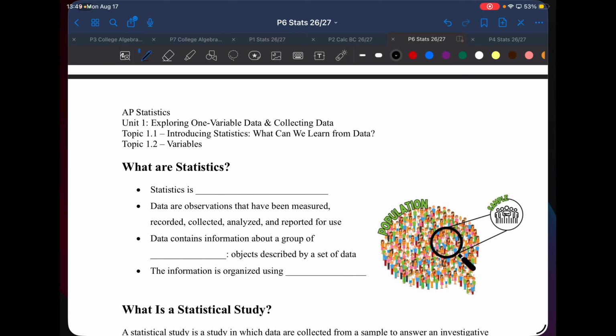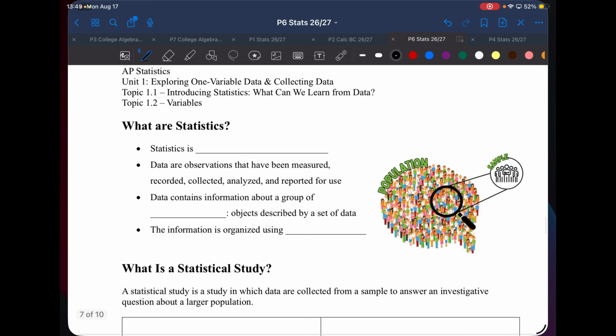Okay, so this is Unit 1, exploring one variable data and collecting data. This is going over two topics. Before, this used to be two separate notes, and they went ahead and combined it into one set of notes. Again, remember, this course, especially Unit 1, is super vocab heavy.